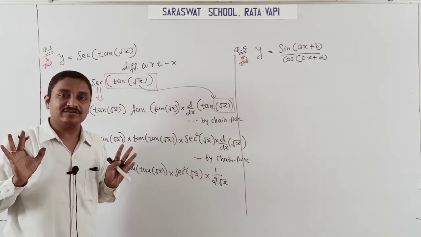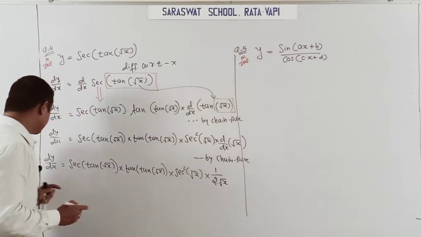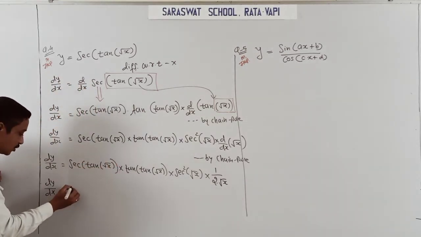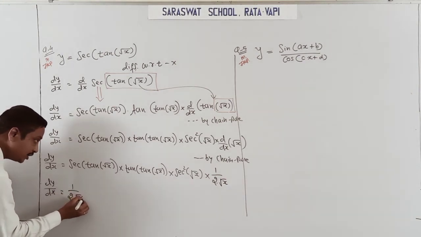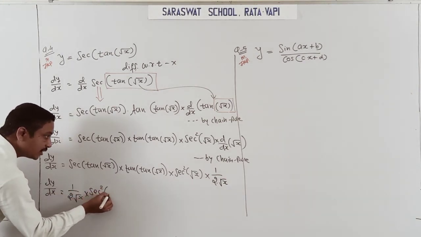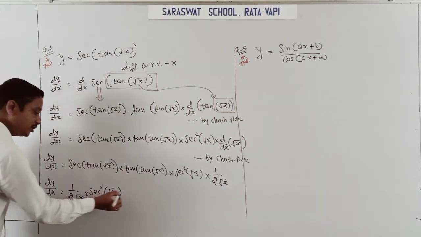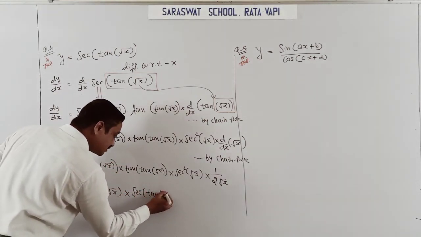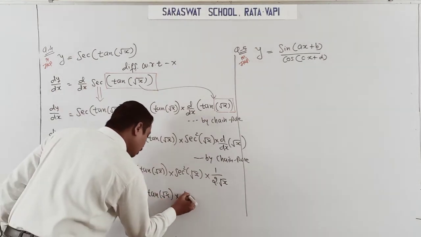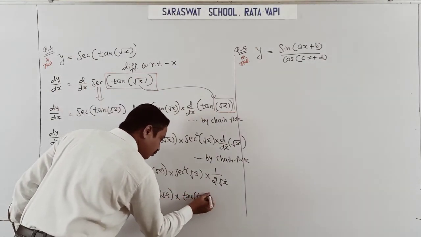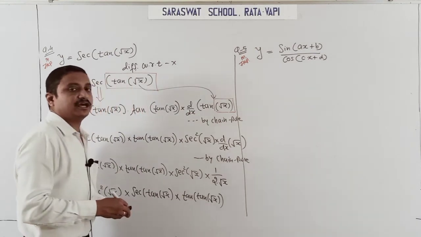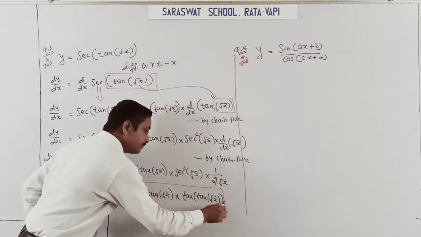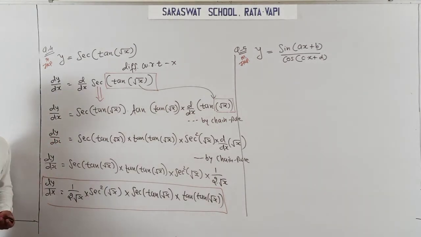Now finally, over here, just rearrange your terms, lowest to highest, right. So 1 by 2 root x into sec square of root x into, these are the functions, sec of root x into tan of root x. Yes students, here is one question, solution 4 done, and it is your 3 marks question.